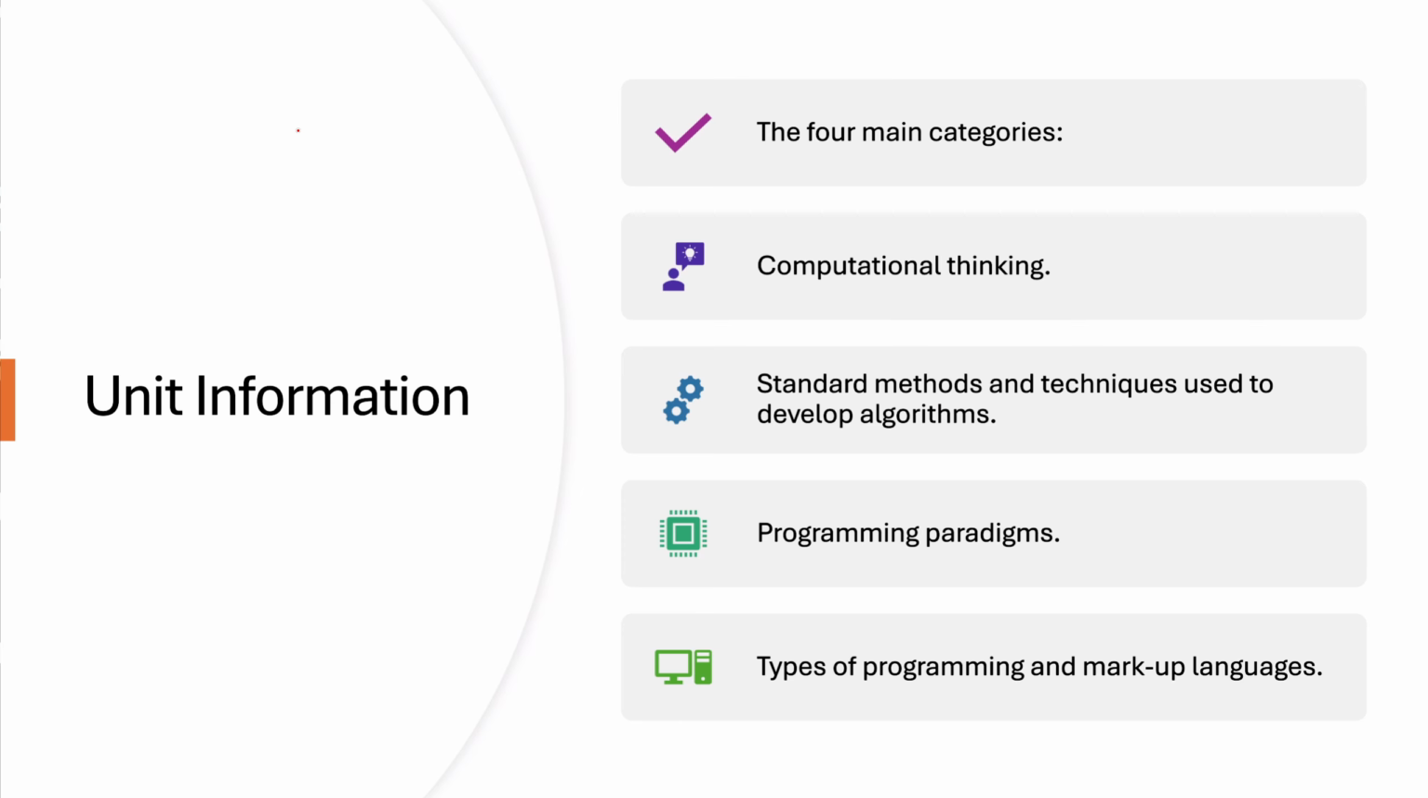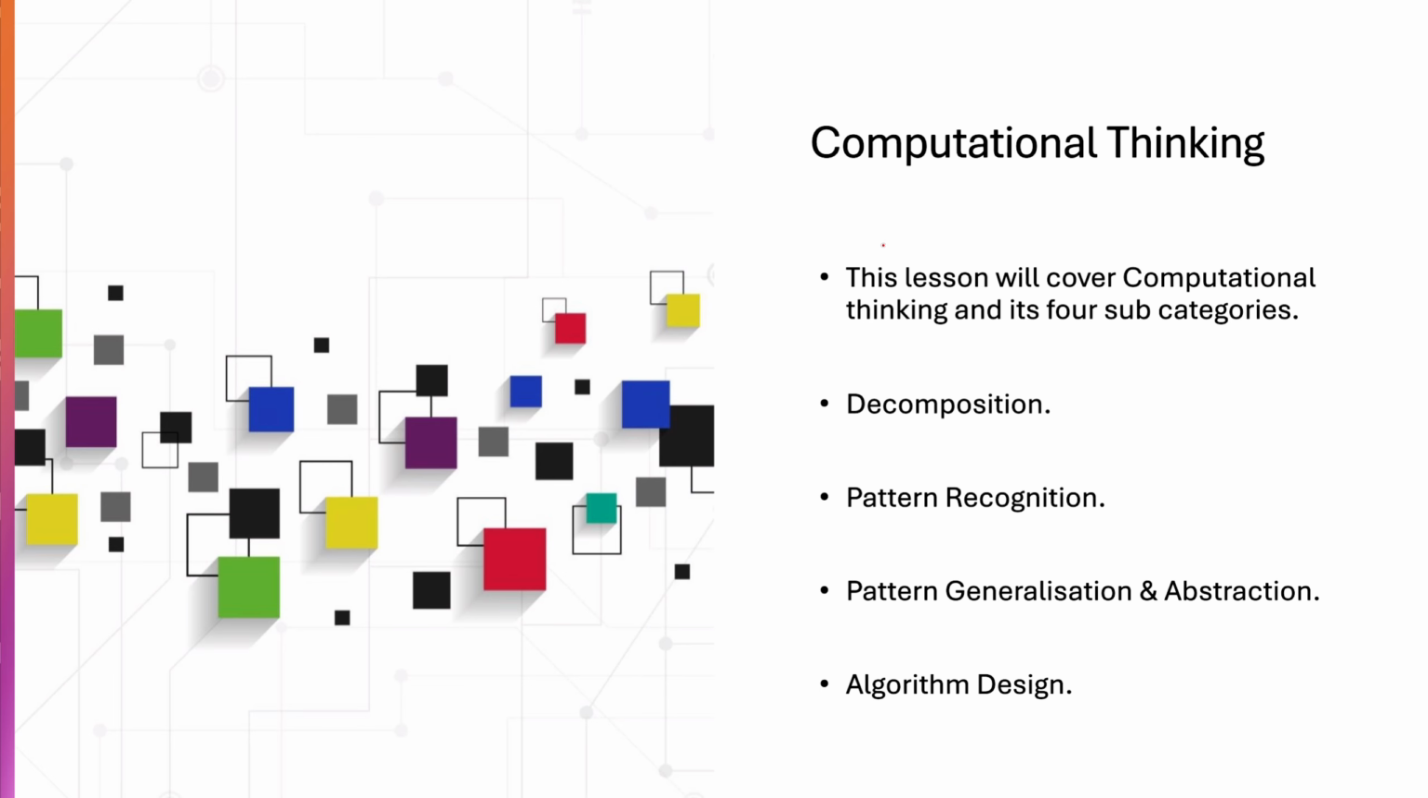So again, we're back to unit information, and the four main categories of this unit are computational thinking. That's the first one there. Then we have standard methods and techniques used to develop algorithms. That's simply algorithm design. We have programming paradigms, and lastly, we have types of programming and markup languages. This lesson will cover computational thinking and its four subcategories, which are decomposition, pattern recognition, pattern generalization and abstraction, and algorithm design.